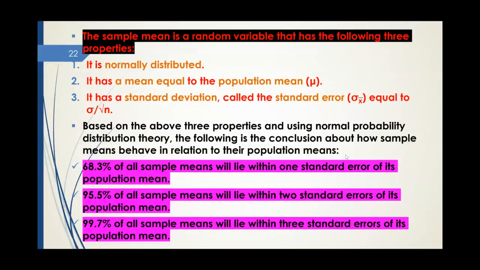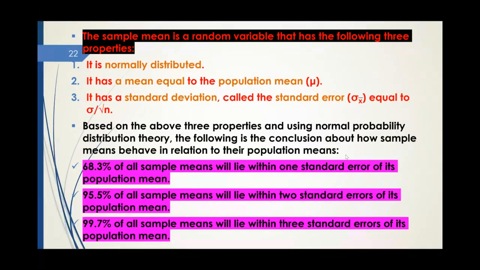The sample mean is a random variable that has the following three properties. This is important. Okay, so your sample mean has the following three properties. Okay, it is normally distributed. It has a mean, the sample has a mean that is equal to the population. Okay, these are the properties. Okay, it has a standard deviation called the standard error equal to, okay, we'll see this being applied.